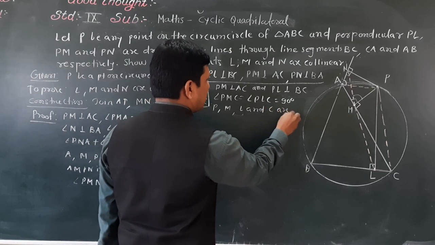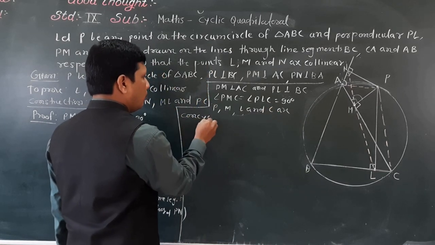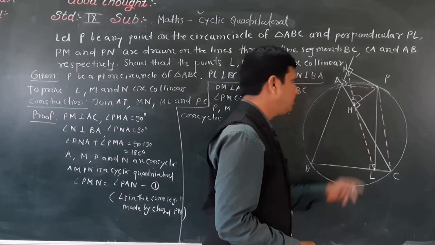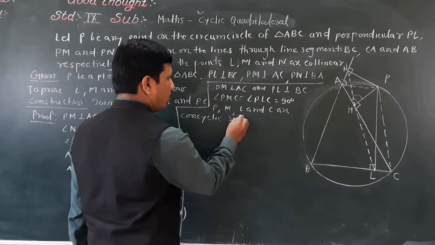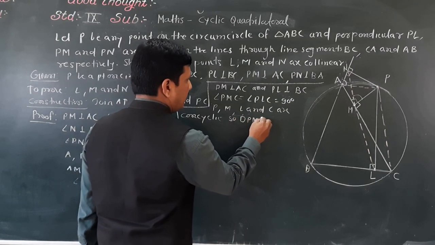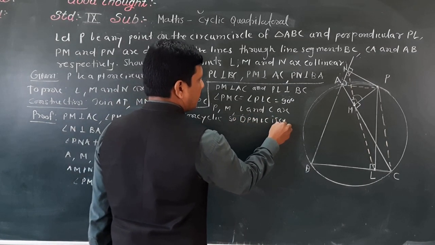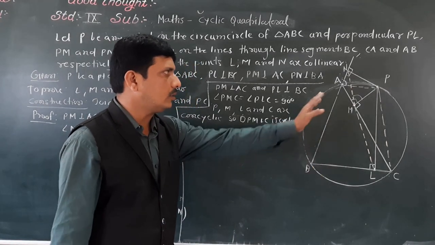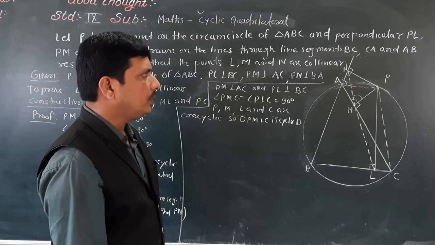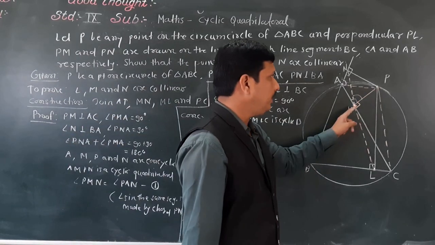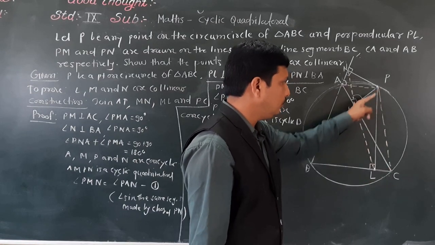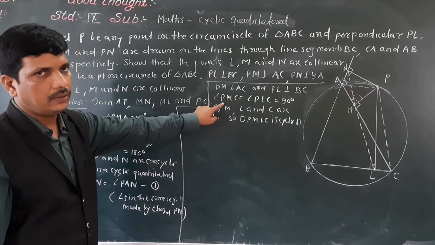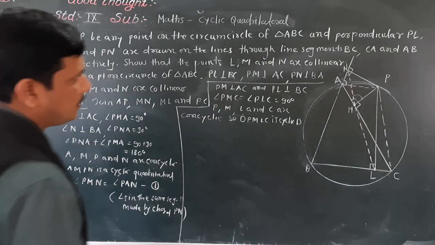So P, M, L, and C are concyclic. So PMLC is a cyclic quadrilateral. Understood? So here we can say angle PMC is equal to angle PLC. That we got. Understood?